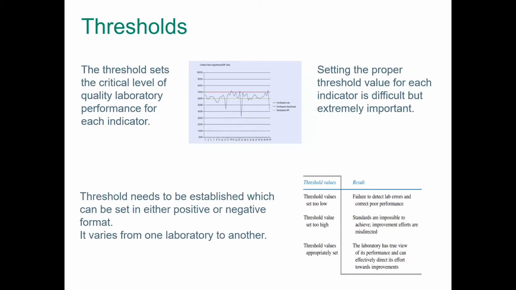So you always want to set the proper thresholds for each indicator, but it's very difficult to do because, as in the bottom right, if you set your threshold values too low, you're not going to detect any errors, right? If you set your FERT rate at 20%, pretty much everybody's going to hit that. So you're not going to find a problem. If you set your values too high, you'll never hit them. If you set your rate at 95%, that's not really achievable based on all of the variables that go into it. So you need to set them in exactly the right spot for your laboratory, so that you have a true view of your performance and how you're looking as far as whatever your improvement plan is.